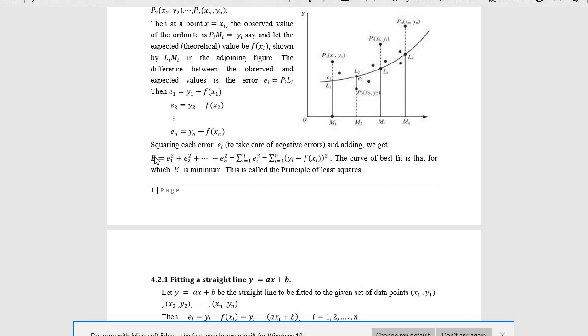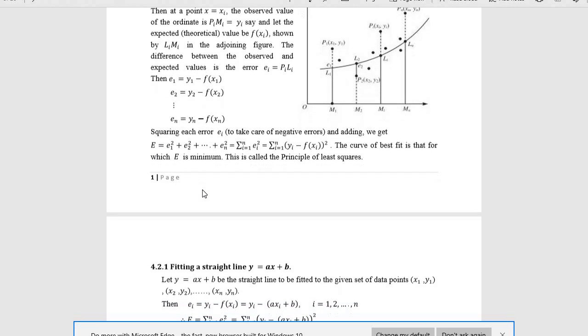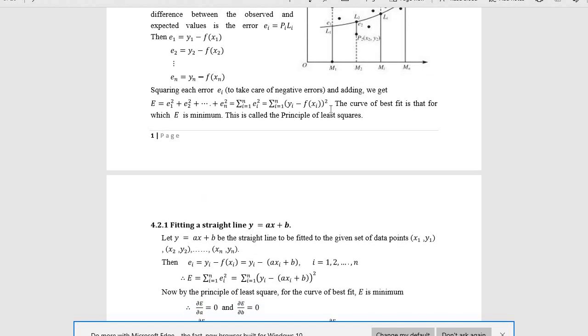E possesses a minimum value, the first order partial derivatives with respect to the parameters. Here, the parameters are the variables. Variables are fixed here, so that dou E by dou A is equal to 0. Suppose my curve choice is y is equal to ax plus b. Suppose my curve choice is a straight line.